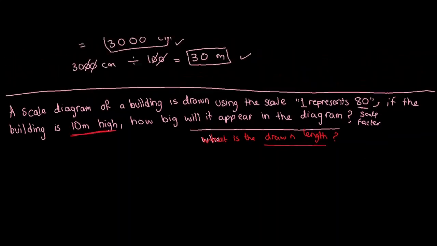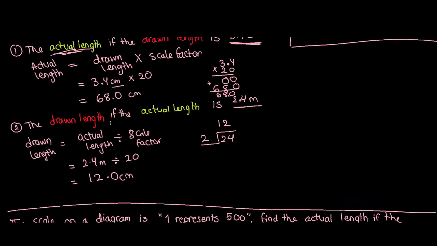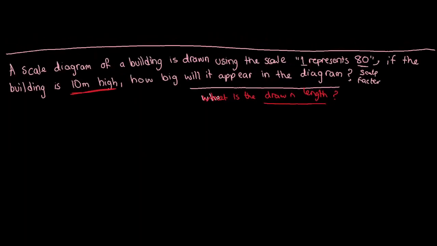So let's refer to our equations again. And in order to calculate the drawn length, we need the actual length and the scale factor. So drawn length, I'll write it down here. Drawn length equals actual length divided by scale factor. And what is the actual length? The actual length is 10 meters and the scale factor is 80, so 10 divided by 80. We've got zeros, so we can cancel the zeros here, and you've got 1 divided by 8.